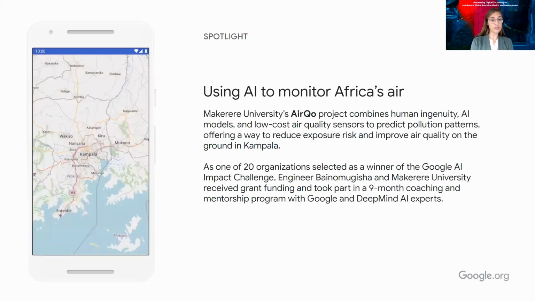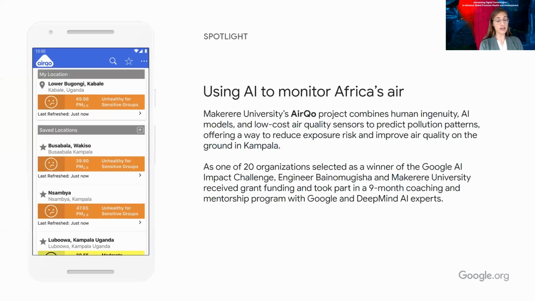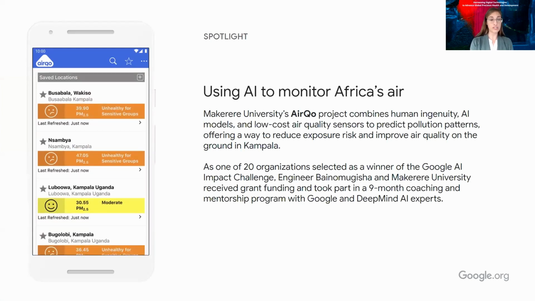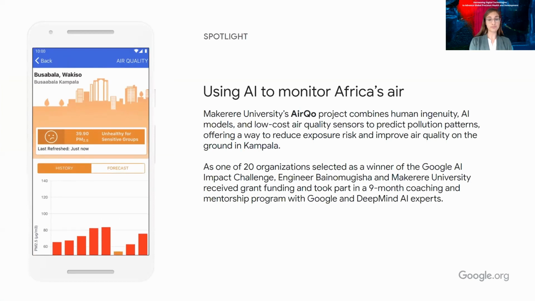Next slide. And on this page, you can see that app that I was mentioning. You can see the points there, zooming in on them, and then also an ability to see a forward-looking forecast and prediction. Next slide.